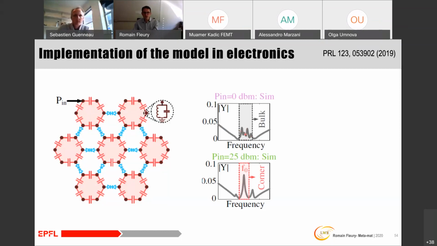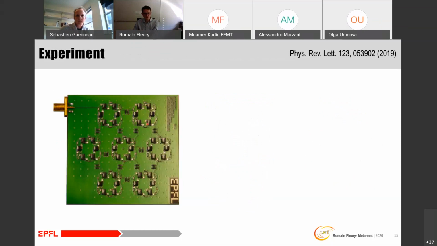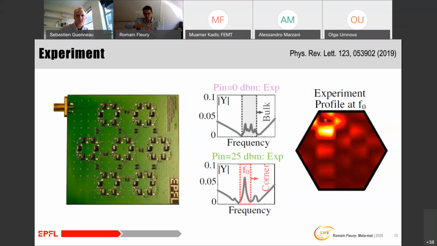And if I increase the power, I should see a big peak because there should be corner states there. So the admittance should go very high. That's indeed what we see when we have a power of 25 dBm. These are simulations. I see a big peak right in the middle of my band gap. This is what I expect for the corner state. If I look in space at what I get, I do see something that's localized in the corner. And we have built this circuit. So this is a picture of the sample. And we have done exactly the experiment and found the spectra to be very similar. We have also mapped the near field at the top, and we see the same thing as in simulation.